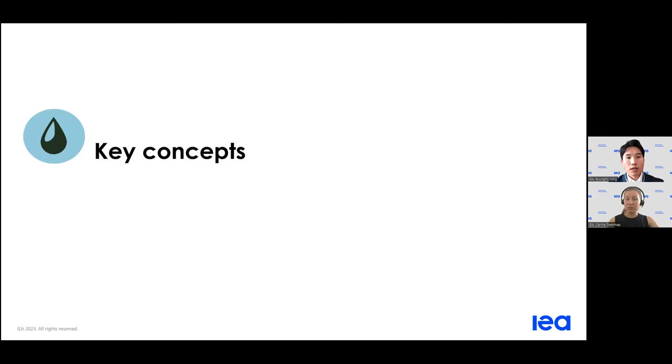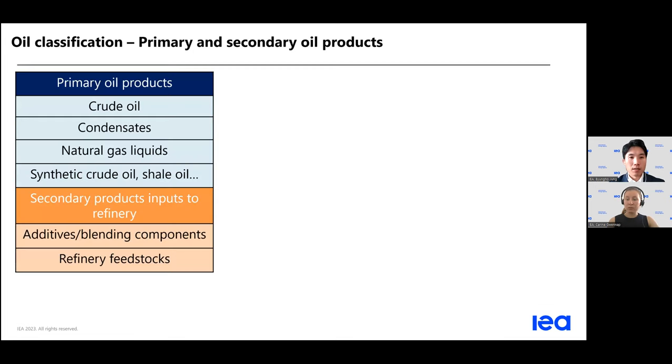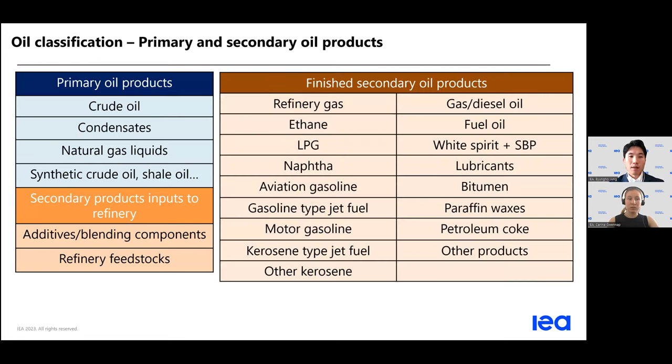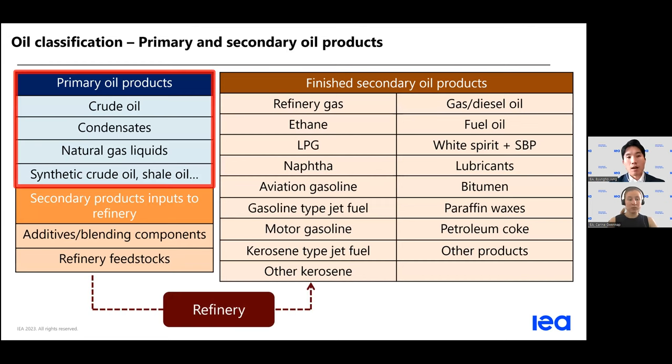Now moving on to the key concepts of oil products. First, we can classify oil products into primary and secondary oil products, and in between we have a process called refinery. Primary oil products consist of the products listed here, including crude oil, condensates, natural gas liquids, and other synthetic crude oil, etc.